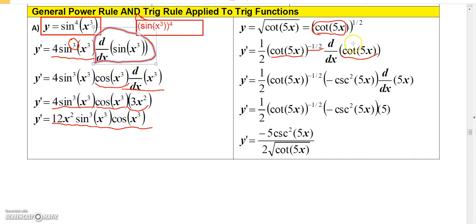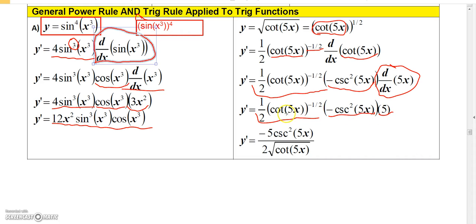Now think back to the rules from the previous video. The derivative of cotangent of u is minus cosecant squared of u. So it would be minus cosecant squared of 5x. But then remember, we have to multiply by the derivative of that argument, so we multiply by the derivative of 5x. Now I just brought this part down to this step, and then to the next step. Then I brought down this minus cosecant squared of 5x. And then I took the derivative of 5x, and that's where I got the 5.